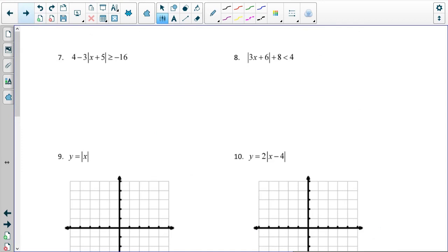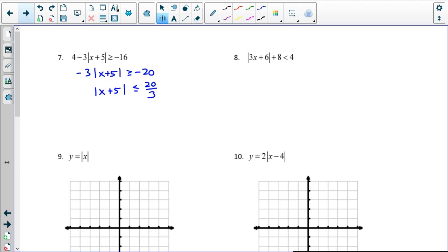Problem 7. I'm going to subtract 4 from both sides. So I have -3 times the absolute value of x plus 5 is greater than or equal to -20. Now I'm going to divide by -3. So the absolute value of x plus 5 is less than or equal to 20/3. That's kind of an important point. Remember that when we multiply or divide by a negative, an inequality sign changes.